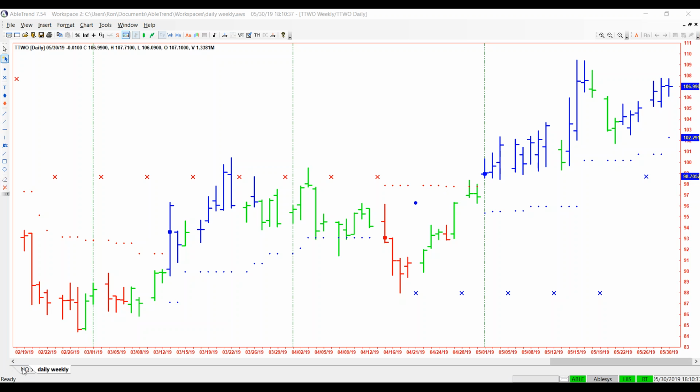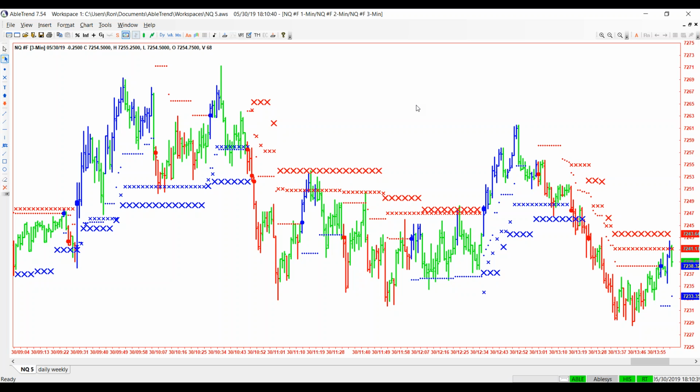Let's take a look at that. I'm just going to concentrate on the 1, 2, 3 right here, because this is really your base chart. This is where it all happens. I mean, this is the main chart.